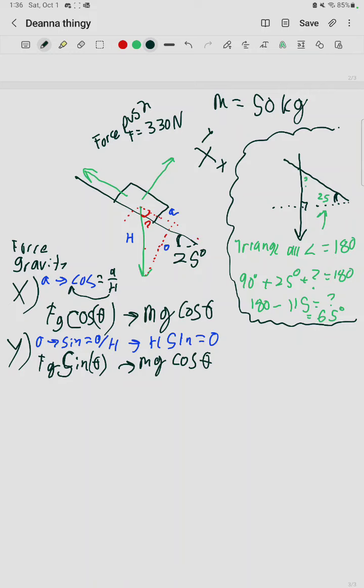Given that we're not, oh yeah, we are doing friction. Oops. The coefficient for friction is 0.33.